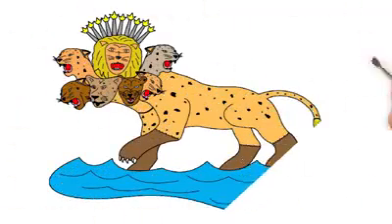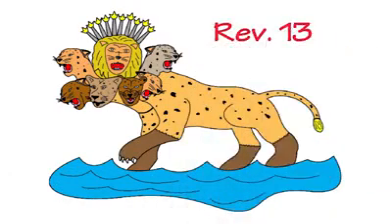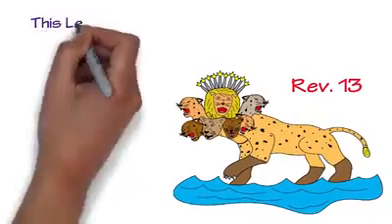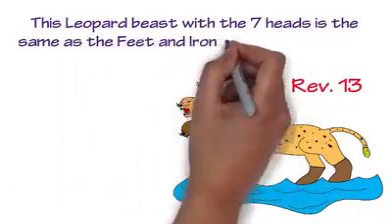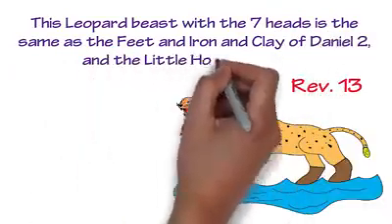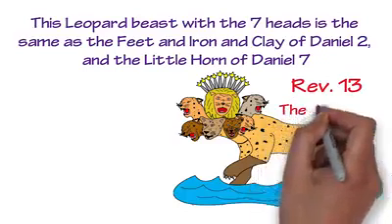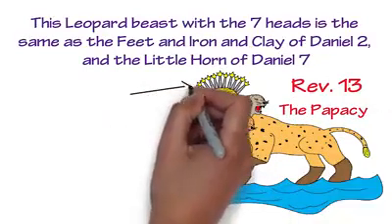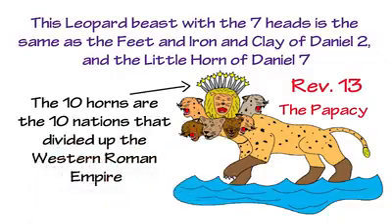In Revelation 13, the 7-headed leopard beast with 10 horns was the instrument Satan used to persecute God's church in the wilderness. This leopard beast with the 7 heads is the same as the feet of iron and clay of Daniel 2 and the little horn of Daniel 7. The leopard beast is a symbol for the papacy, influenced by Satan. The 10 horns are the 10 nations that divided up the Western Roman Empire.